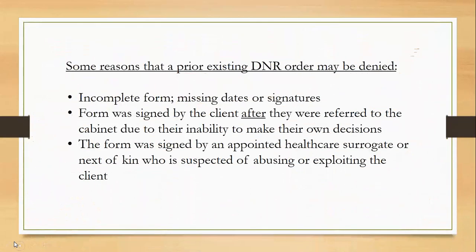Some reasons that a prior existing DNR order may be denied: Incomplete form. It may be missing dates or signatures. If the form was signed by the client after they were referred to the cabinet due to their inability to make their own decisions. If the form was signed by an appointed healthcare surrogate or next of kin who is suspected of abusing or exploiting the client, they may not have had the client's best interest in mind.